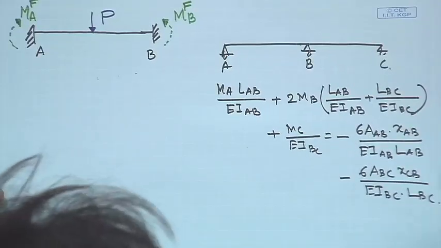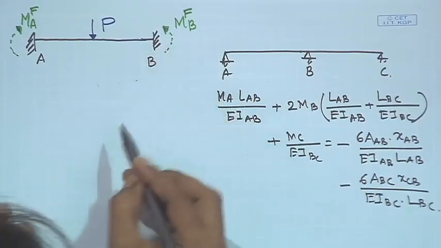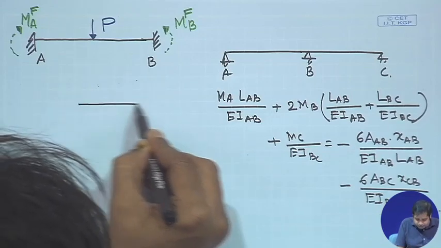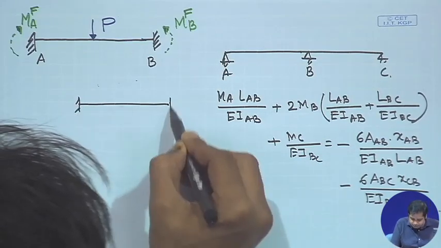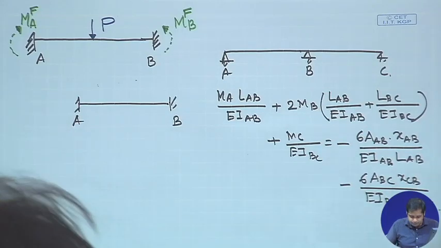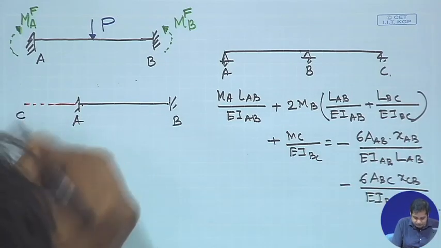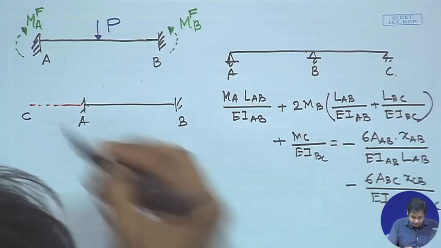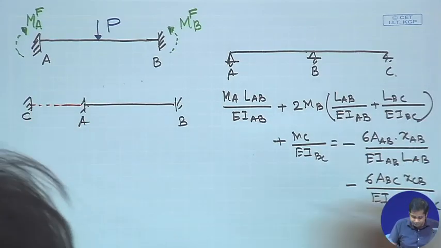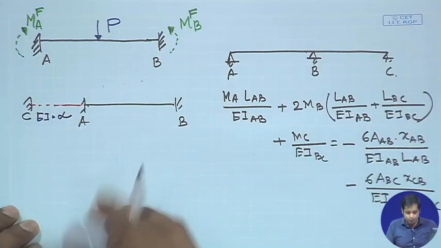Another thing we also discussed: since in this case it is a fixed support, what we can do is assume this is A, B, and this is B, and then we can assume a fictitious beam, say this is C, which is again a fictitious beam for which EI is equal to infinity, isn't it, because it is a fixed support.